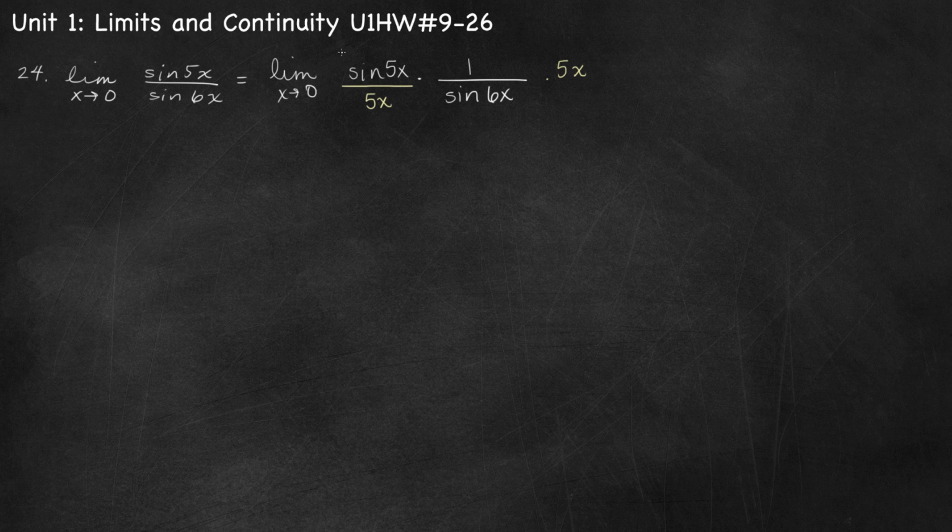And then for this second part here, so that's good. For this second part over here, I want to multiply the top by 6x. And so to compensate, I have to divide by 6x. So now I have this limit here. And when I simplify, these x's cancel out. And the limit as x approaches 0, sine of 5x over 5x is 1. Limit as x approaches 0, 6x over sine of 6x is 1. So altogether, this limit is 1 times 1 times 5 over 6, or just 5 over 6.